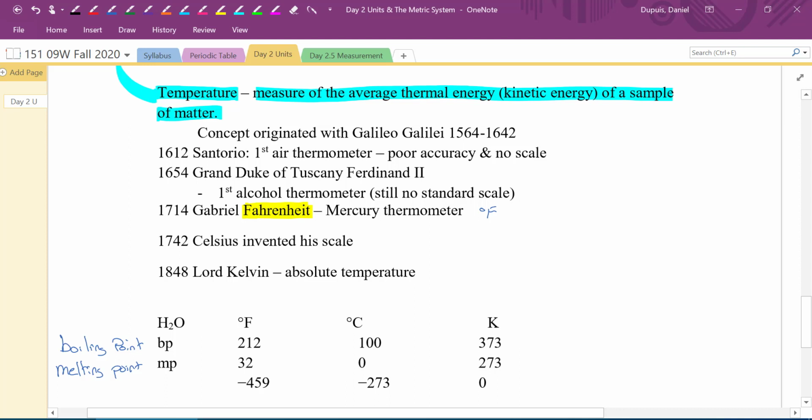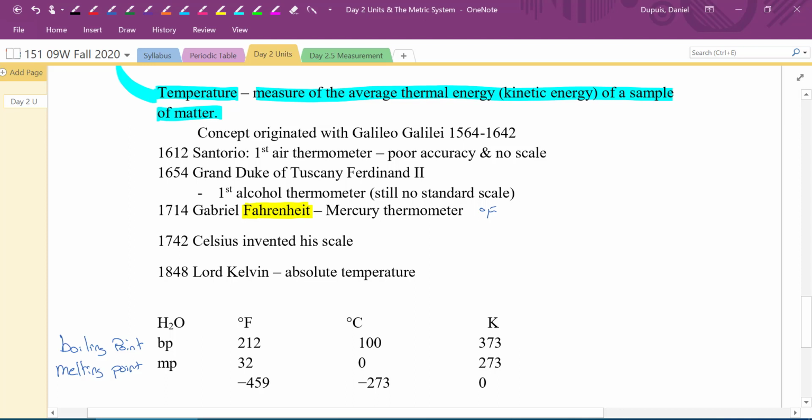Now his 100 was human body temperature, 98.6. That's pretty close to 100. So that's where he came up with his scale. I don't know why he picked it. I just know that's his scale. Celsius used water: 0 degrees when water froze, 100 degrees when water boiled.